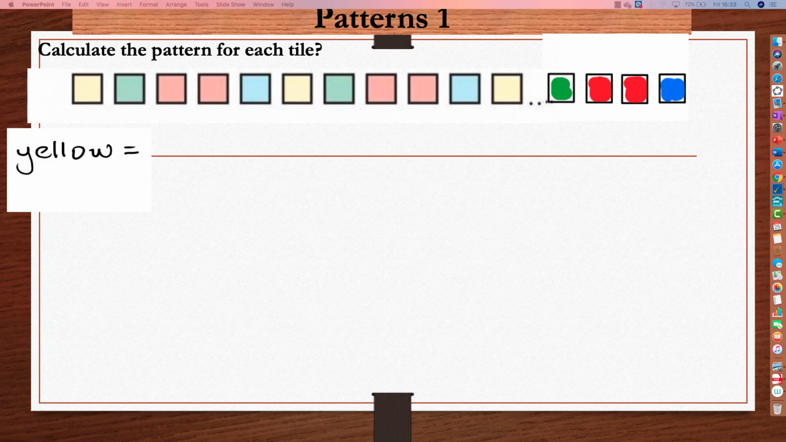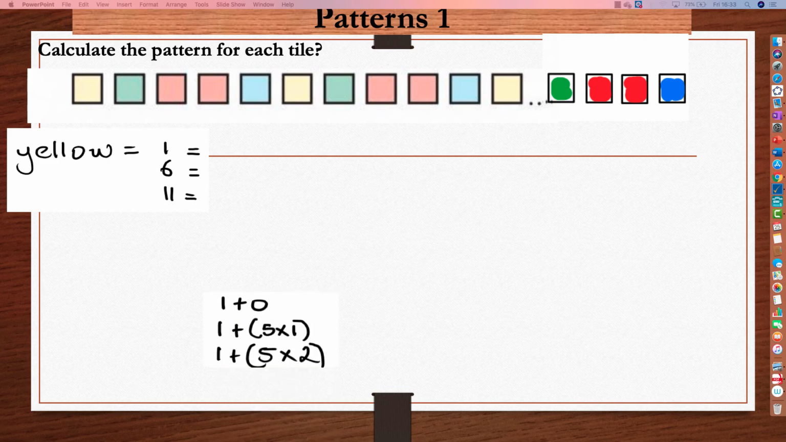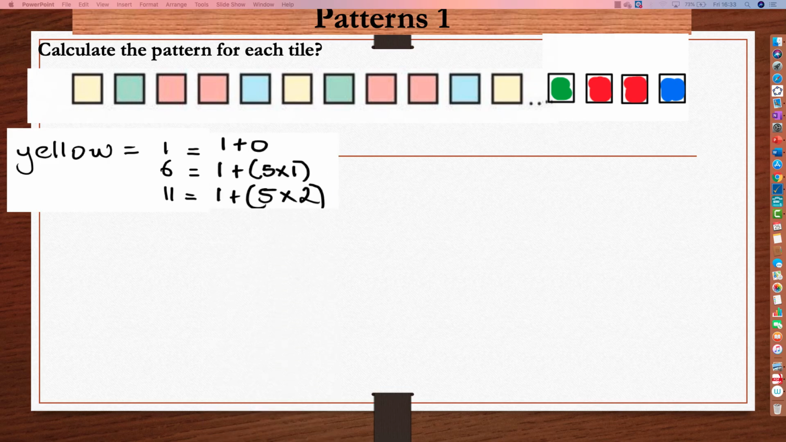You know what the pattern is. It occurs every four. So it's the first one, and then it's the sixth one, and then it's the 11th. So it's 1 plus 0, 1 plus 5, 1 plus 5 times 2. So this is very, very important. Alright? So when we see a lot of this, where I know it's 1, 6, and 11, we have to try to see what is the pattern for yellow.